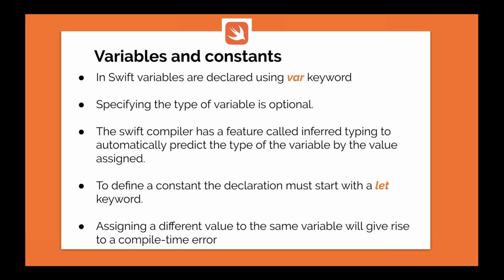So third point, the Swift compiler has a feature called type inference to automatically predict the type of the variable by the value assigned. So explicitly, we need not assign the data type when creating. If you still want to go with the data type, then you write var or let, variable name, colon, then the type of the variable, equal to value.